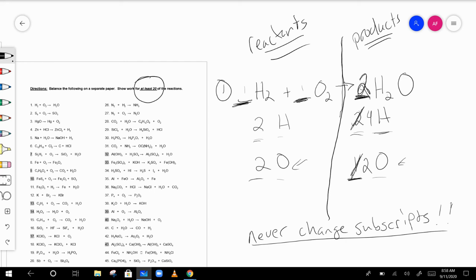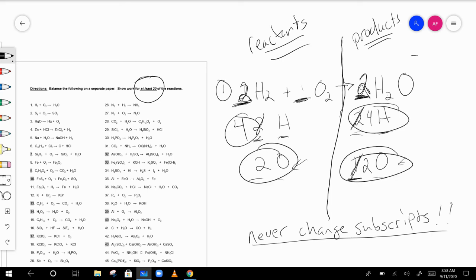Okay, so now I have 4 hydrogens on this side. I have 2 over here. So now I need 4 over here. So I'm going to put a 2 there. 2 times 2 is 4. Okay, so now you'll see that we have the same number of hydrogens on both sides, same number of oxygens. So this is our balanced chemical reaction. 2H2 plus O2 yields 2H2O. If it makes you feel any better, you can write a 1 here, but you don't have to write a 1. Okay, anytime you don't see a number in front, just assume that it's a 1. Okay, there's no reason to write it if it's not actually there. Okay, so that's what I mean when I say show work.